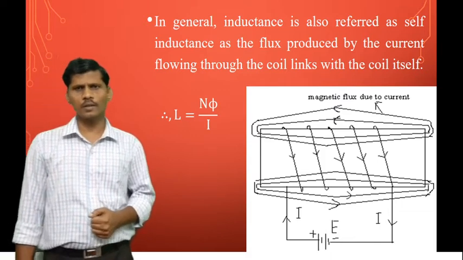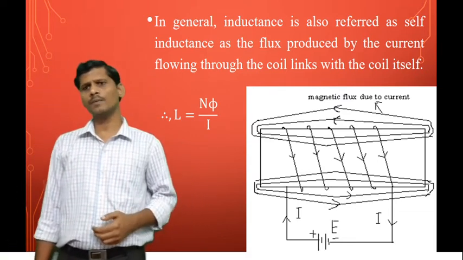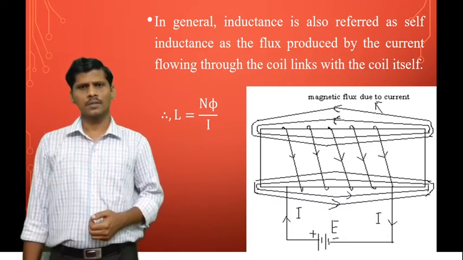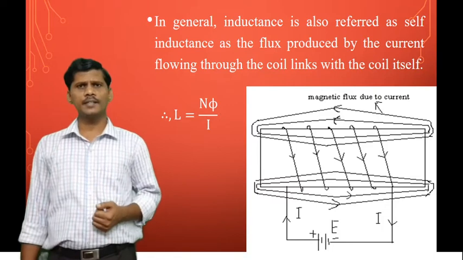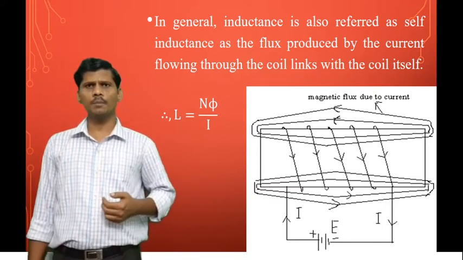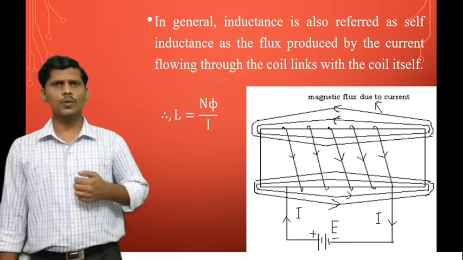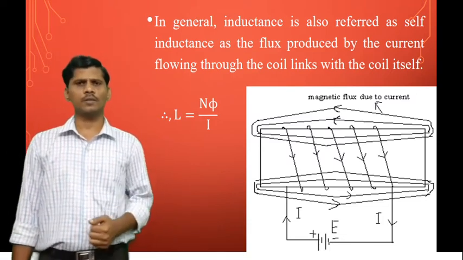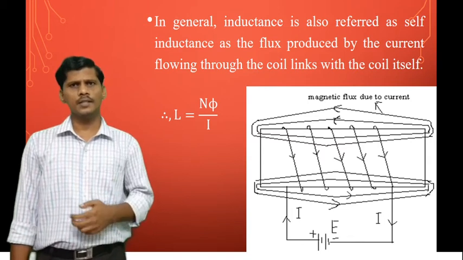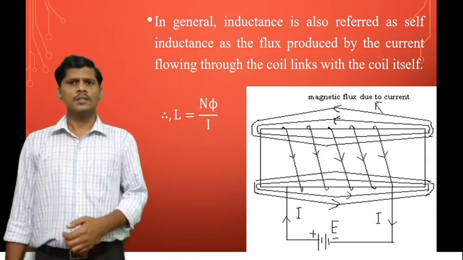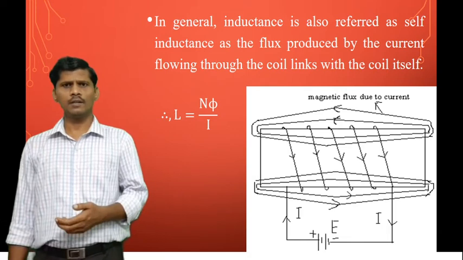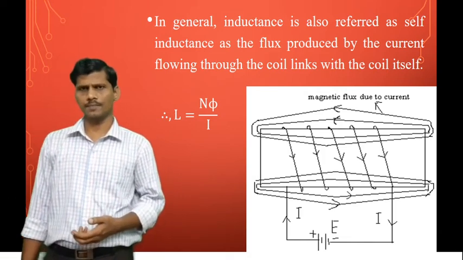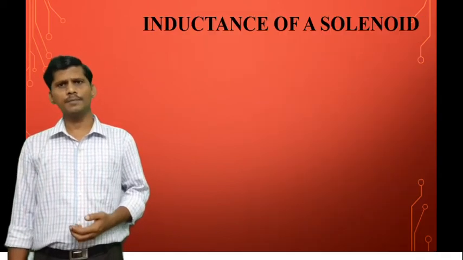So this is the coil. This coil has N number of turns and carries direct current I amperes. Mathematically, the inductance is L equal to N phi by I, where N phi is the total flux linkage of the coil and I is the current flowing through the coil. In general, inductance is also called self-inductance.